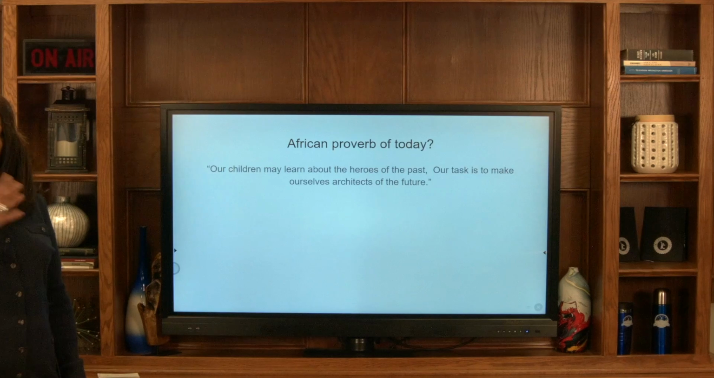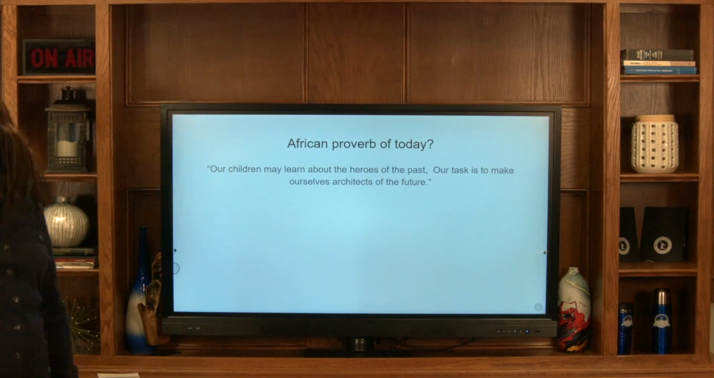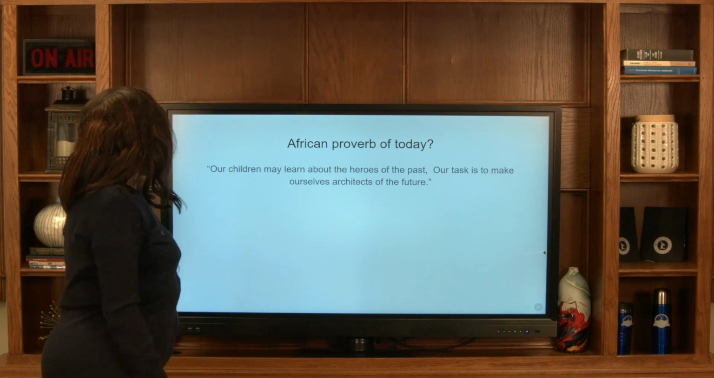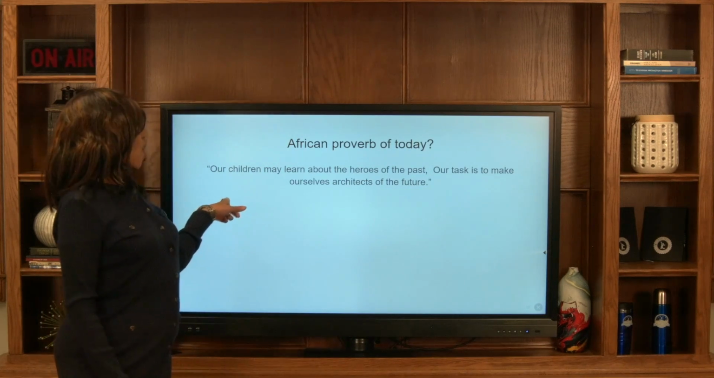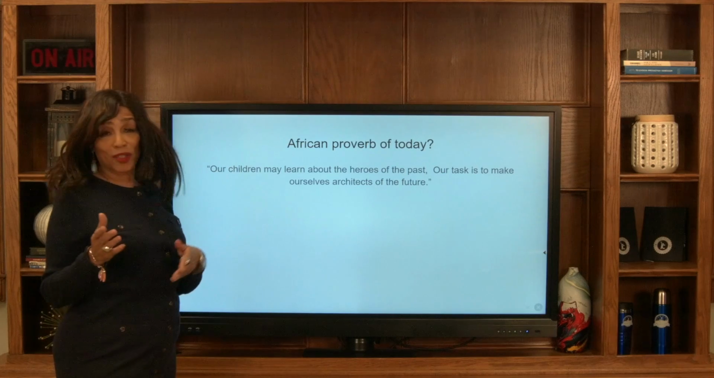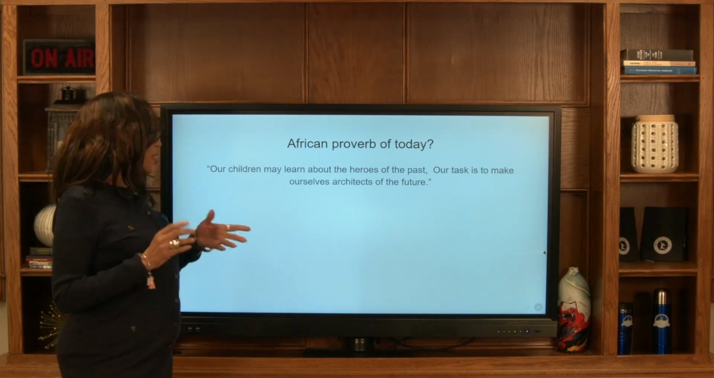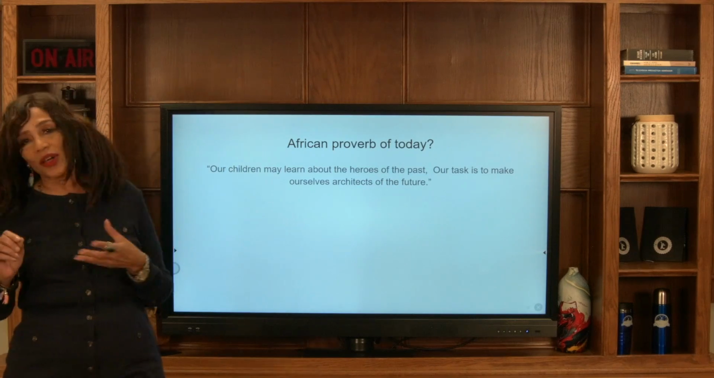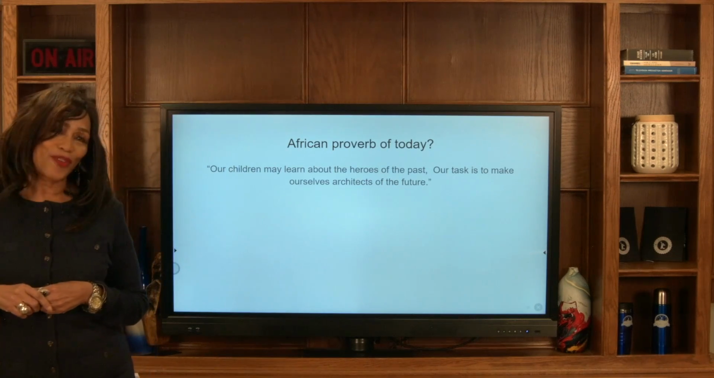Okay, so those are our top abolitionists. You know, as always, we end with an African proverb. And our proverb for today is, our children may learn about the heroes of the past. Our task is to make ourselves architects of the future.